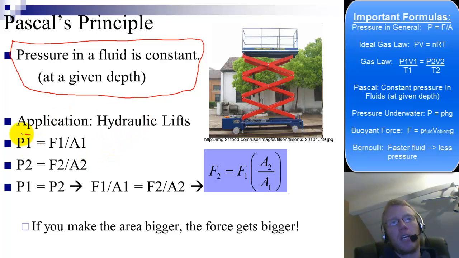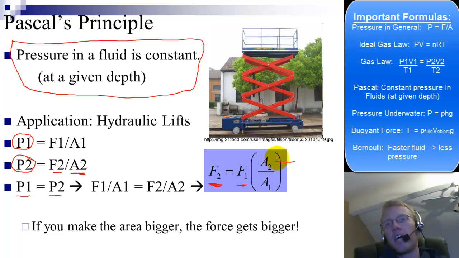The pressure at the beginning on one side of the lift is equal to the force on that side divided by the area on that side. The pressure on the other side of the lift is equal to the force at the second position and the area at the second position. But these two pressures have to be equal. So if we substitute in force over area 1 for pressure 1 and force over area 2 for pressure 2, we get this equation that the force exerted on the second piston, if you will, is equal to the force exerted on the first piston times the ratio of the areas.